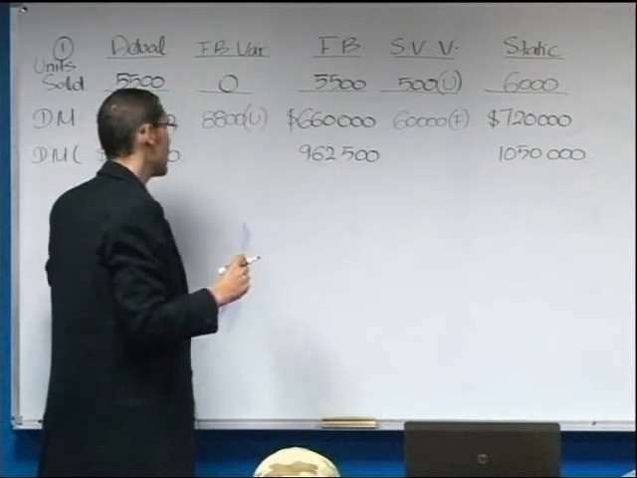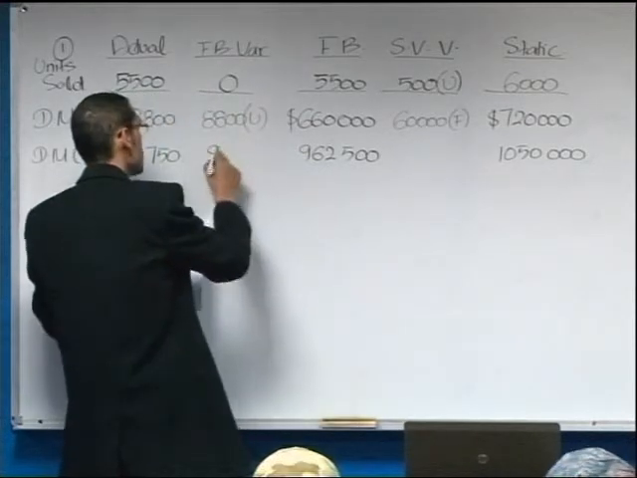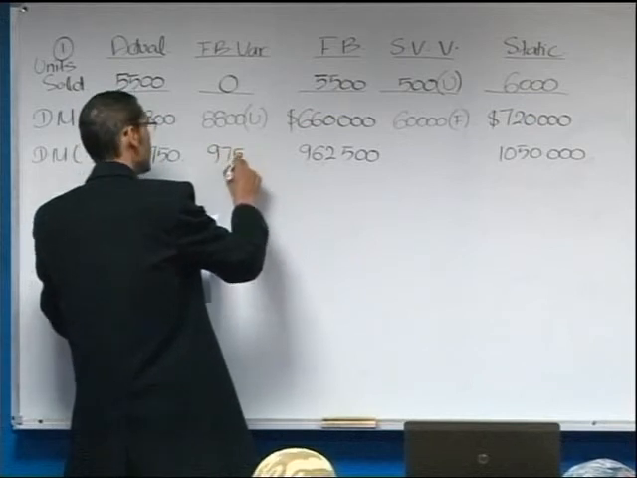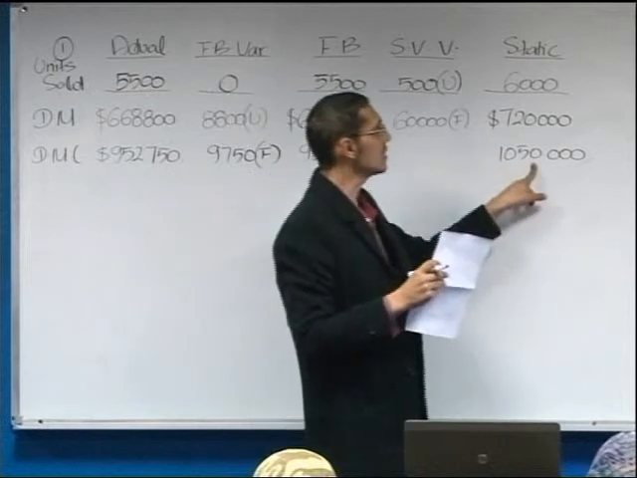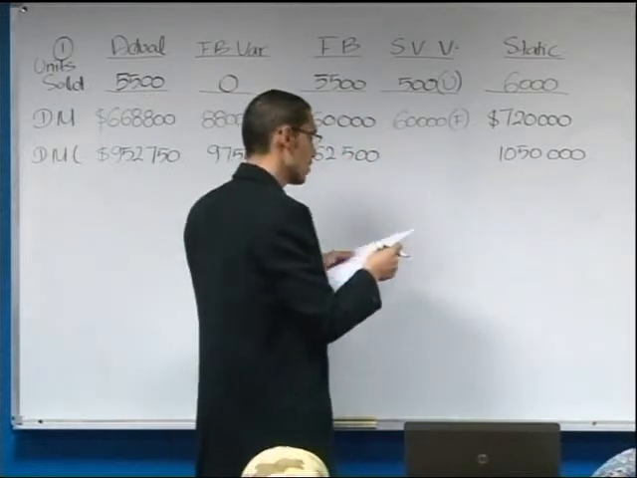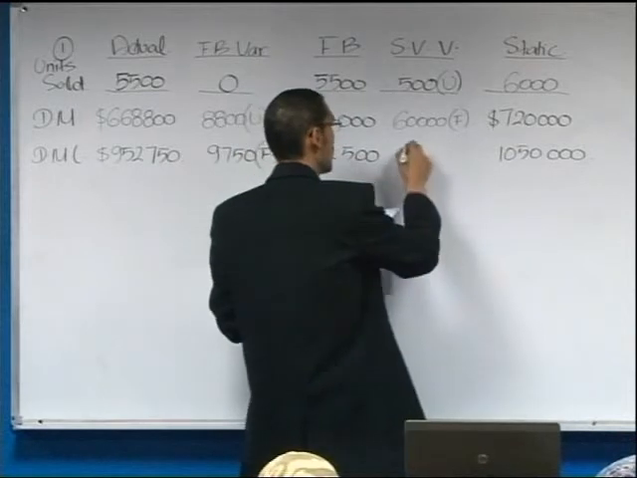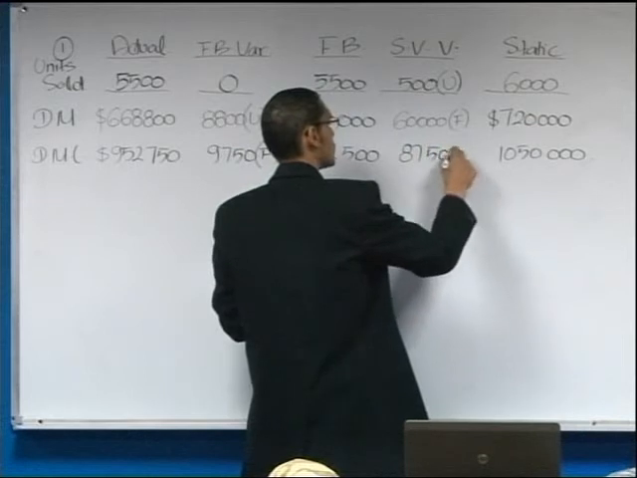Therefore, the difference here, we should have incurred 962,500, but we actually incurred less. Therefore, this is a favorable variance by the amount of 9,750. Here, we should have incurred 1,050,000, but we incurred less. Therefore, also, this is a favorable variance by the amount of 87,500.